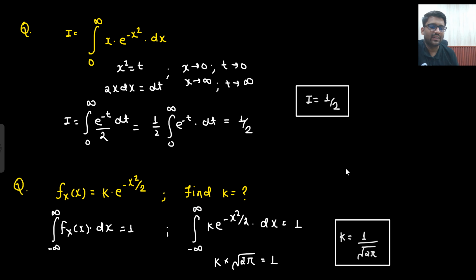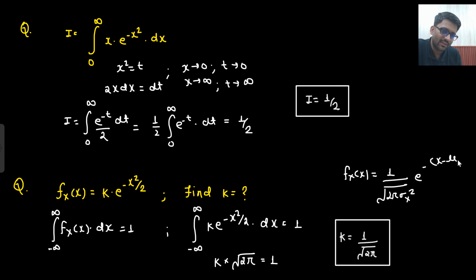Or you could have compared as well. Like how would you compare? That fx(x) is equal to 1 upon, this is what I remember, 1 upon under root 2 pi sigma x square, exponential of minus x minus mu x whole square divided by 2 sigma x square. So if I compare from here, I can see mu x I need to put equal to 0 and sigma x square I need to put equal to 1.